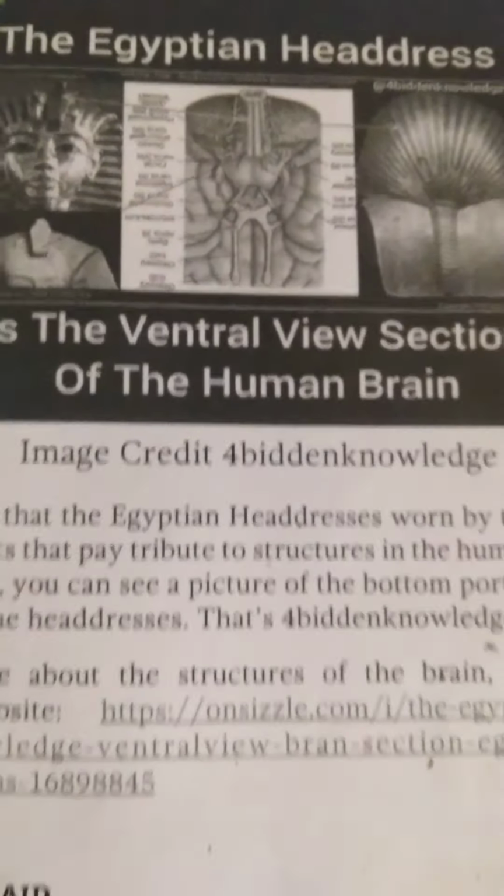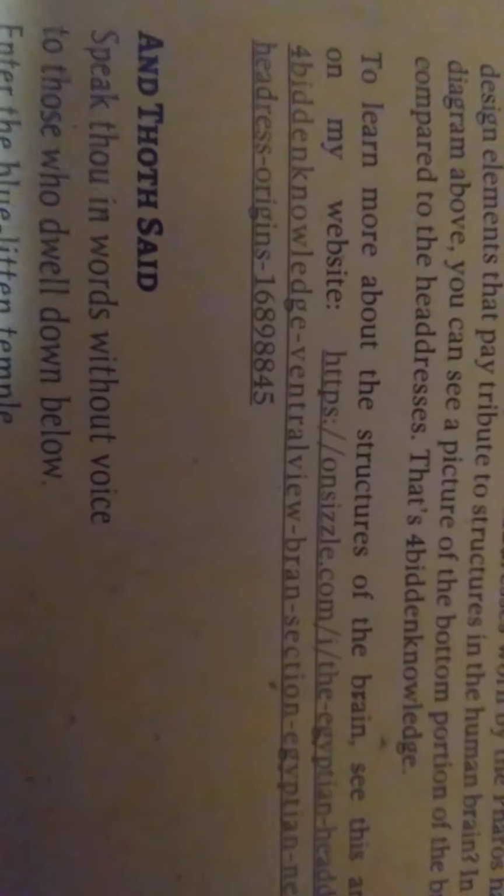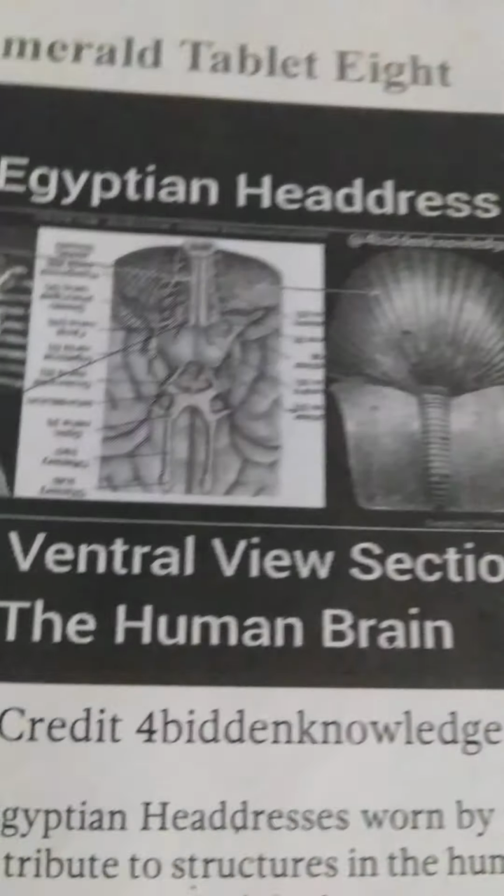And here goes some of my receipts. Look at these. Actually, you can see that. That's my receipts for the Egyptian headdress. The origins of it. The virtual view of the brain, the Egyptian headdress, which is this.